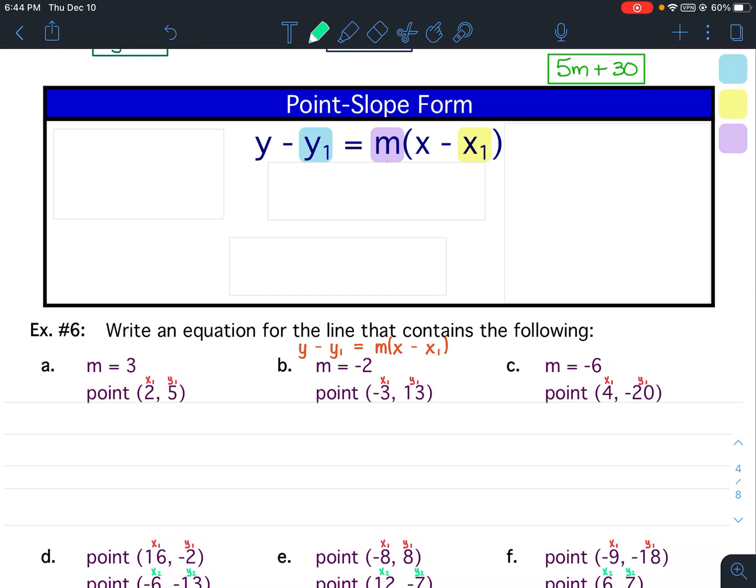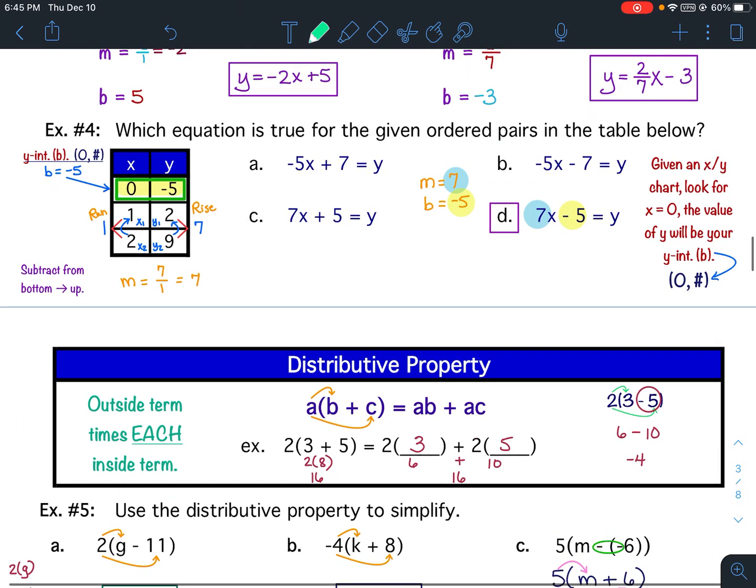Relating slope and y-intercept to linear equations, lesson 7 notes. Point slope form. Point slope form is y minus y1 equals m, which is the slope, times x minus x1. When would we use point slope form? Well, let me go back up to example 4.